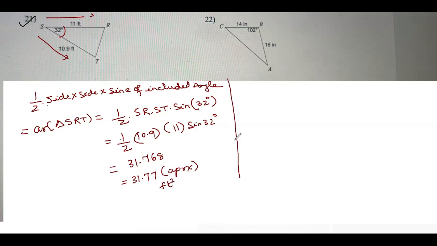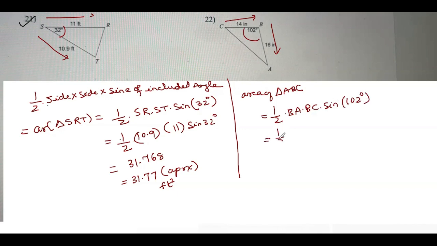Similarly, you need to find out the area of the triangle ABC. The area of triangle ABC is nothing but again the same thing: half into side into side into sine of the angle. So you can memorize this as a song also, informally, the side into sine of theta. So similarly, we have half into BA into BC into sine of theta, sine of 102 degrees. The calculation can be done by you.